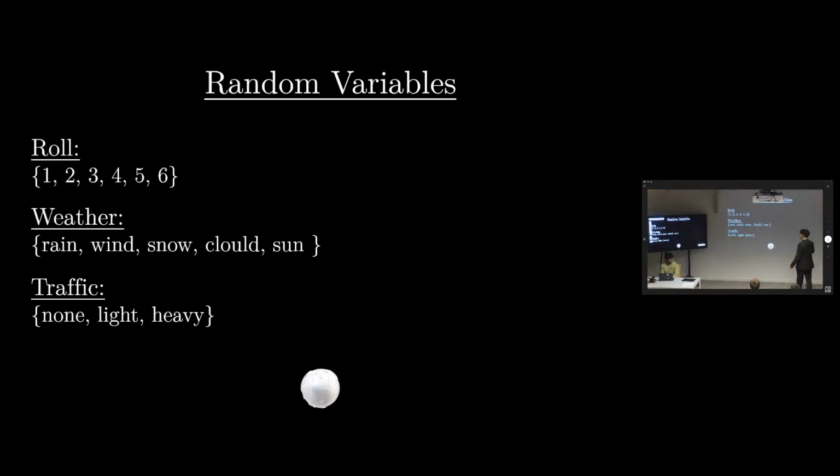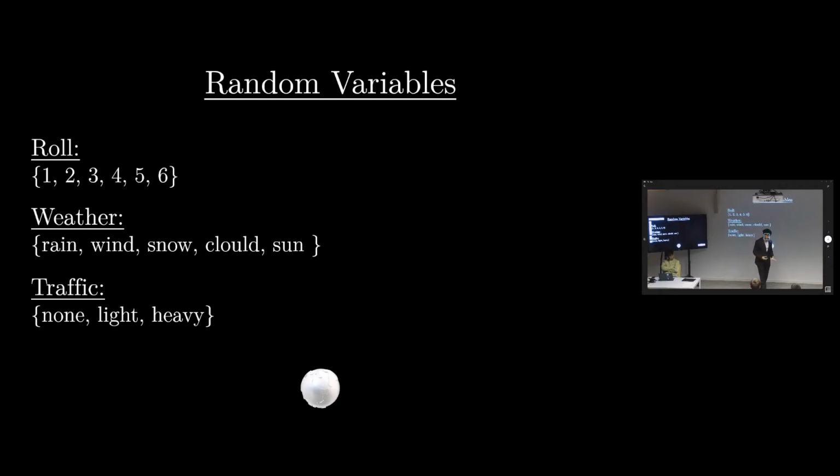So what's a random variable? A random variable is a variable that can have n possible outputs. For example, if we check the variable roll, assuming the roll is the output of a dice when you roll a dice, this output could take the value 1, 2, 3, 4, 5, 6. If we consider the random variable weather, the weather could be either rainy, windy, snowy, cloudy, or sunny. If we consider the variable traffic, the traffic could be none, light, or heavy.